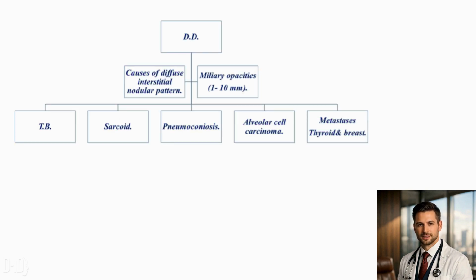Causes of diffuse interstitial nodular patterns are tuberculosis, sarcoid, pneumoconiosis, alveolar cell carcinoma, and finally metastases, especially from thyroid or breast.